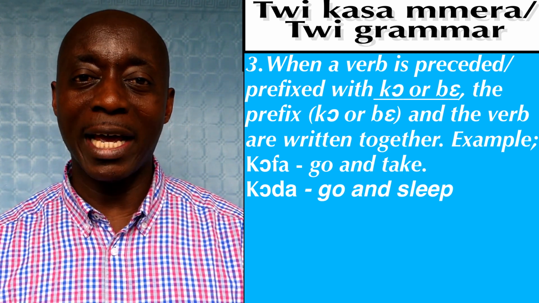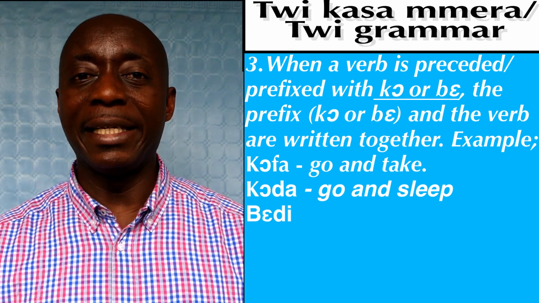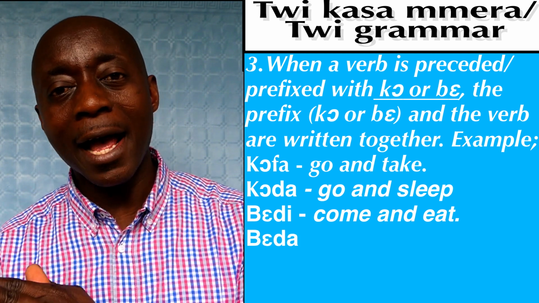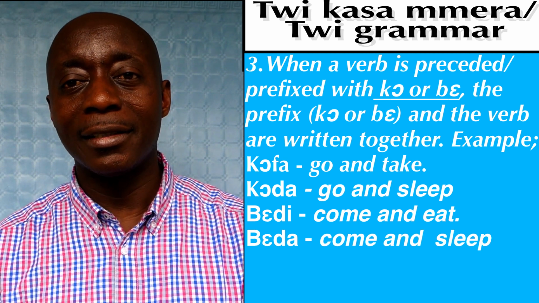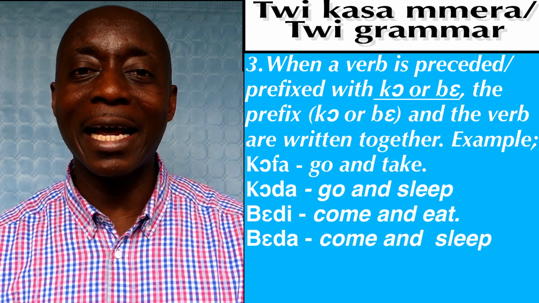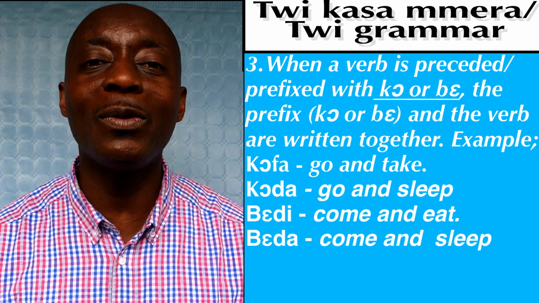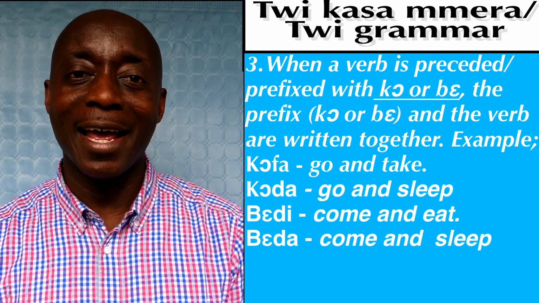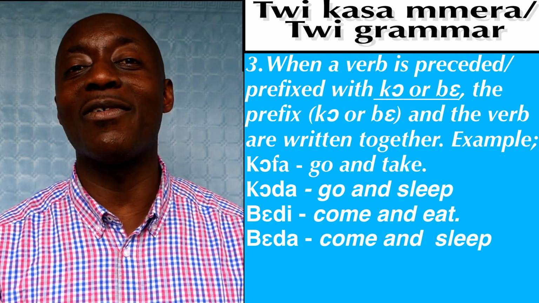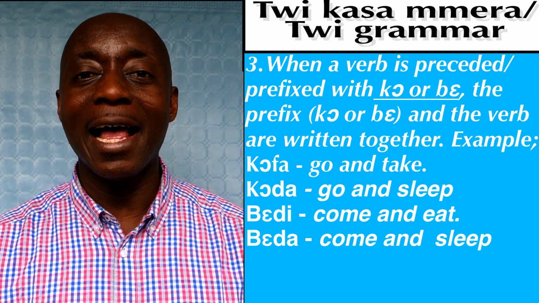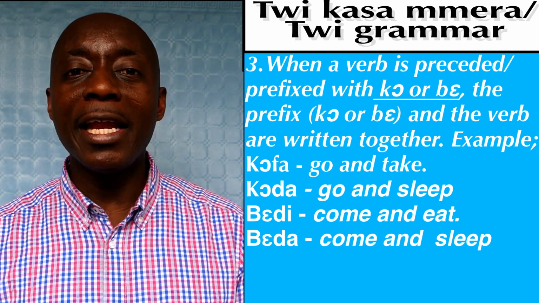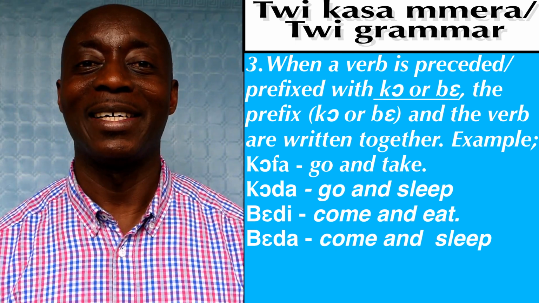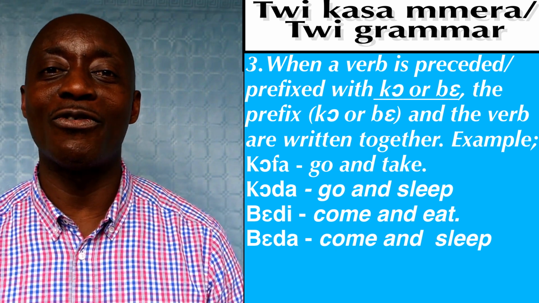You write them together. Let's take bɛ. Bɛdi, that is come and eat. We write them together. Bɛda, that is come and sleep. We also write that one together. So when you see bɛ prefixing a verb, please write them together. And when you see kɔ also prefixing a verb, write them together. Apart from that, any two verbs meeting, separate them. Good. Let's go to the fourth rule.